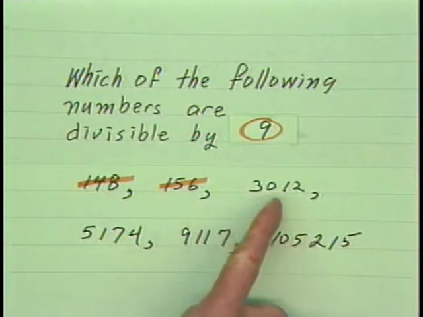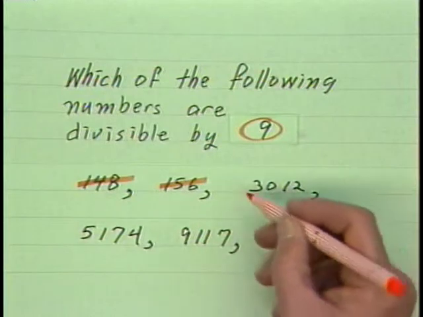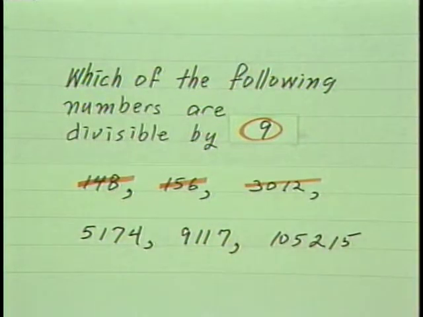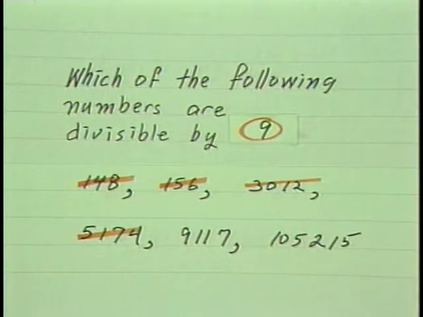Here, 3 and 1 is 4 and 2 is 6. 9 won't go into 6. It won't go into this. Here, 5 and 1 is 6 and 7 is 13 and 4 is 17. 9 won't go into 17. This is out.